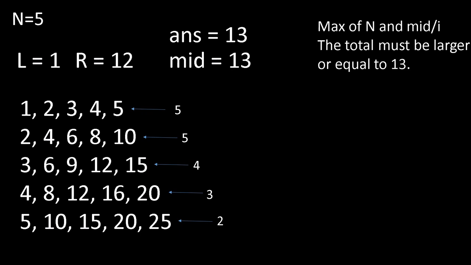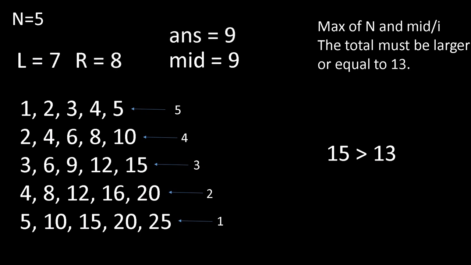Left equals 1, right equals 12, and ans equals 13, mid equals 6. 5 plus 3 plus 2 plus 1 equals 12. 12 is less than 13 since it didn't fulfill the qualities. We set left to 7 to look for larger values. Left equals 7, right equals 12, and ans equals 13, mid equals 9. 5 plus 4 plus 3 plus 2 plus 1 equals 15. It worked. Right equals 8, and ans equals 9.